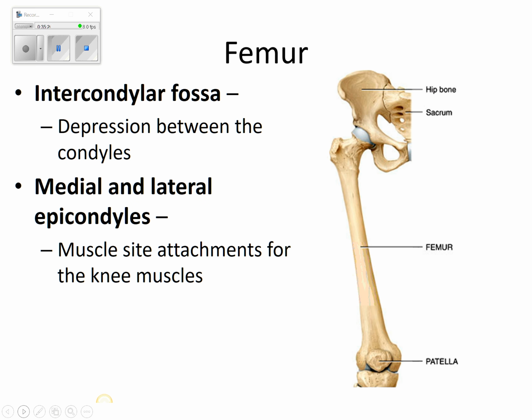The intercondylar fossa, that's a fossa back here. That's the depression between the two condyles. You can't see it right now because the patella bone is covering it. It's on the posterior side as well. The medial and lateral epicondyles are the muscle attachment sites for the knee muscles. So the knee joint muscles attach to it.